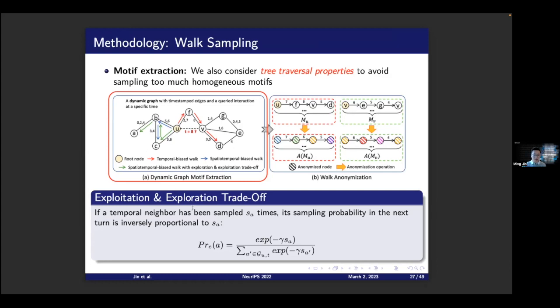So here we design an exploitation and exploration trade-off to balance the walk sampling during the implementation. If temporal neighbors have been sampled many times, for example, if I have sampled B or F many times, in the next sampling round the sampling probability of these two nodes is going to decrease. In that case, I'm more likely to sample node C. If I sample C, I can have this path UCBA, so that this path is explored as well.